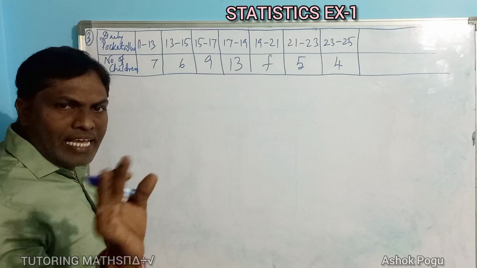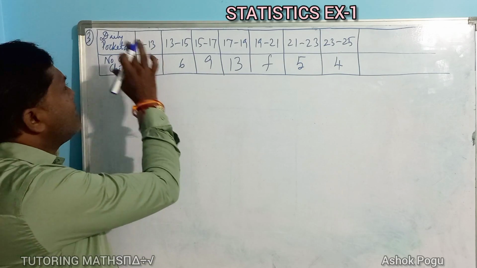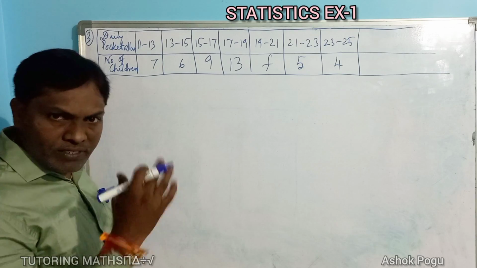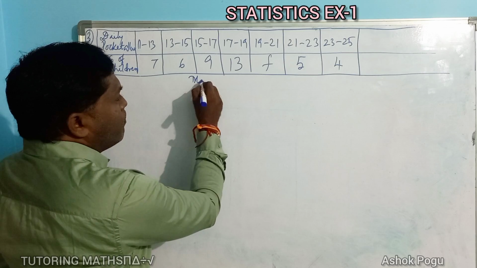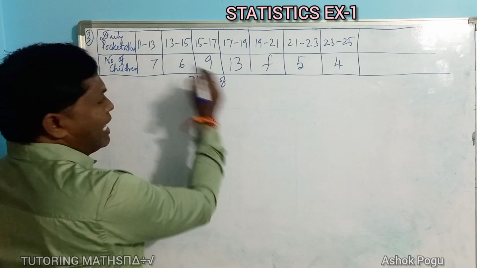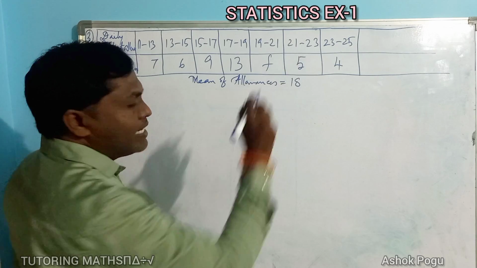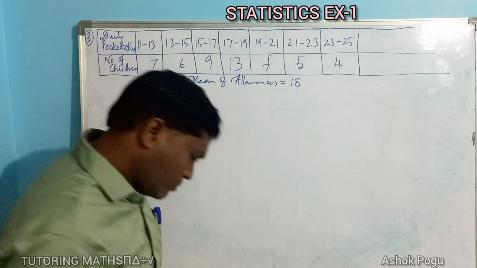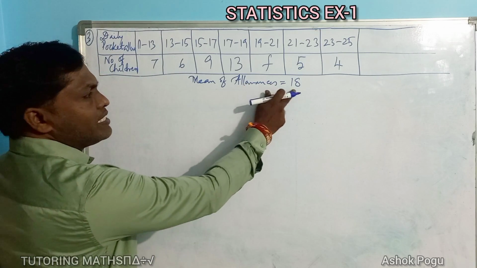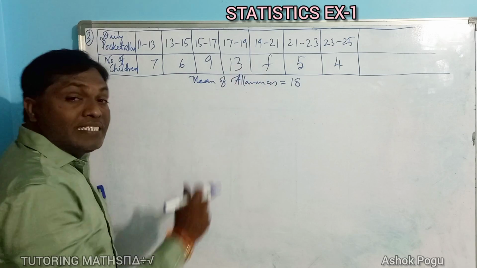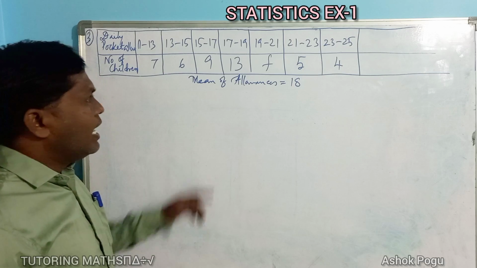First of all, here in the question, this is the data about the daily pocket allowances of some students, some children, and they have given the mean of these allowances. The mean of these allowances is given already, that is 18. Then, if the mean of allowances is 18, find the missing frequency f. How do we find it? Let us see.